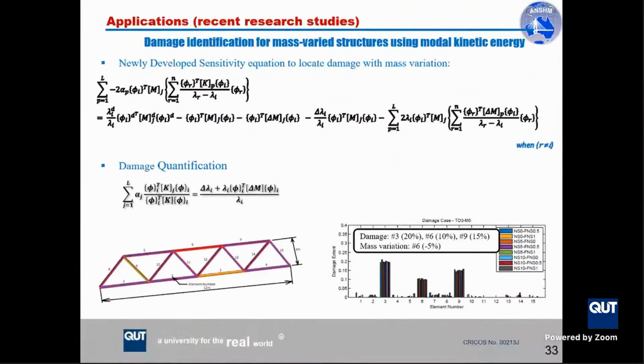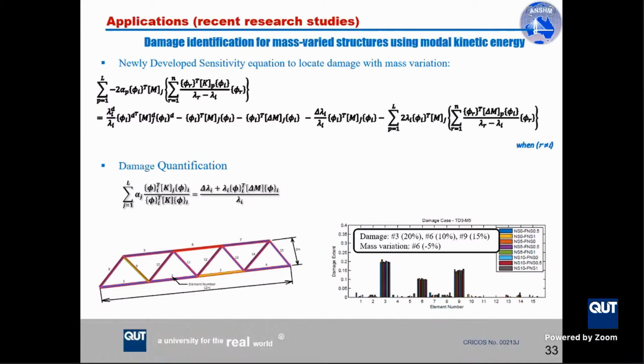This slide shows one of our recent research studies. Our group recently developed a damage identification approach for mass varying structures. We use modal kinetic energies. Most of the existing approaches have been developed without considering mass variations. But in this study, we have developed new sensitivity equations to locate damage with mass variations, as well as the formulas for damage quantification.